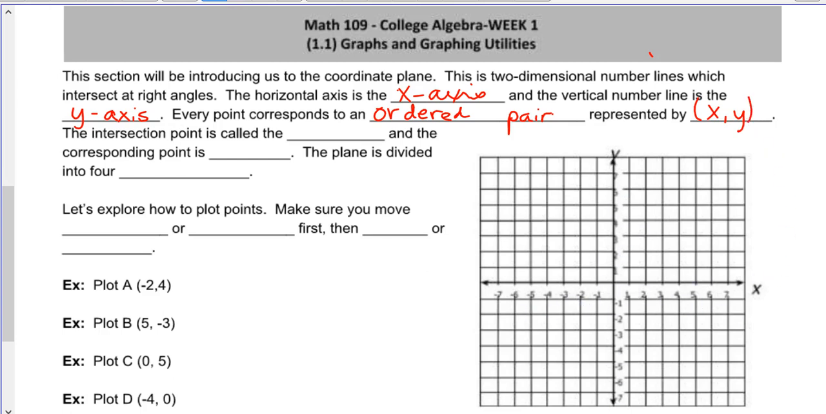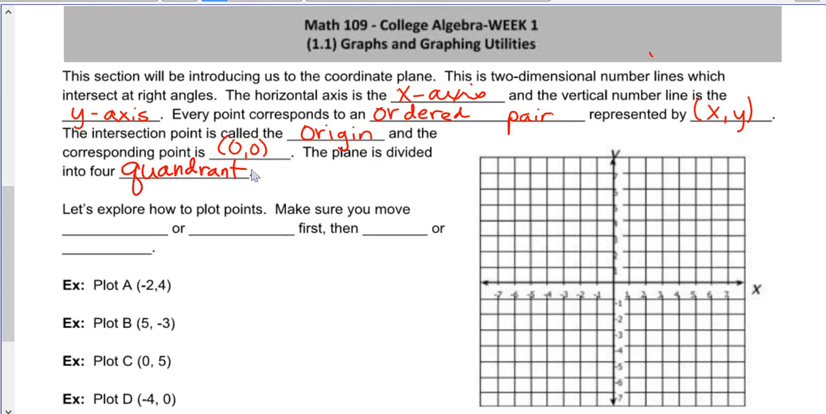up and down axis. And the intersection point of these two number lines is called the origin. And the corresponding point to this, if we intersect there, we're going to be at 0, 0. Notice we do have some negatives here, so that is the 0, 0 point. The plane is then divided into what we call quadrants, and there are 4 of them.